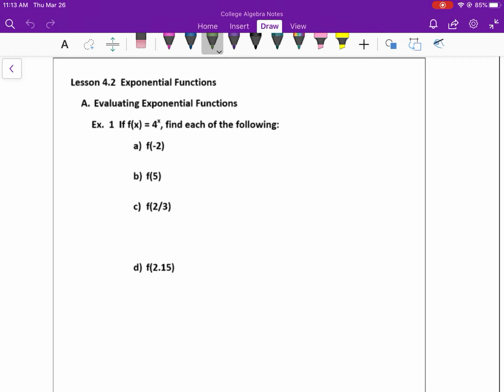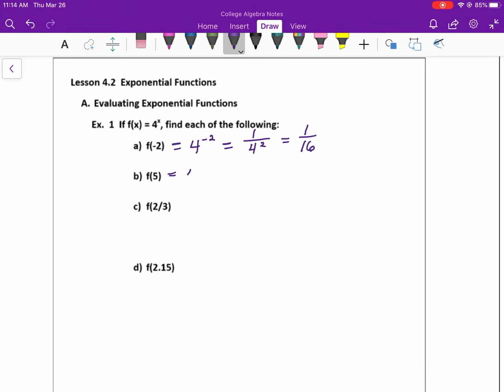All right, so in lesson 4.2, we're going to be working with exponential functions. With example 1, 4 is called your base, x is the exponent. So for this first one, we're just plugging -2 in. And for this first one, I shouldn't need a calculator. If I take 4 to the -2nd, I'm going to have 1 over 4 squared. Remember, to make a negative exponent positive, you want to write the reciprocal of the expression, and that's 1/16.